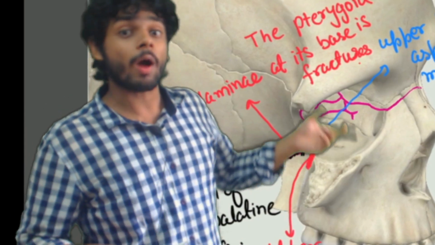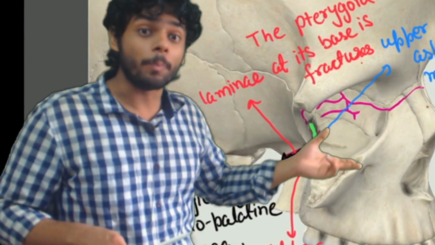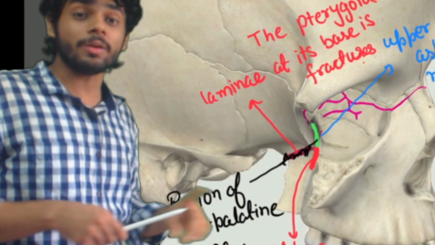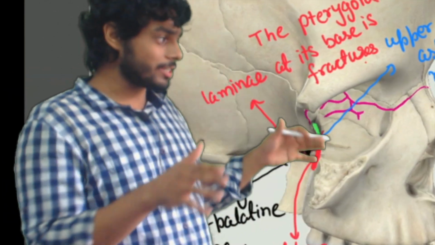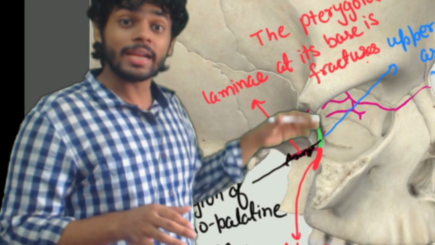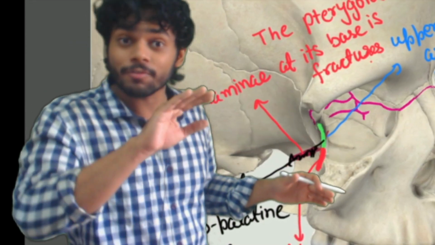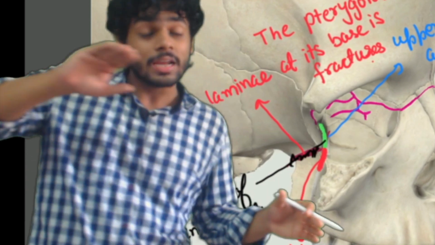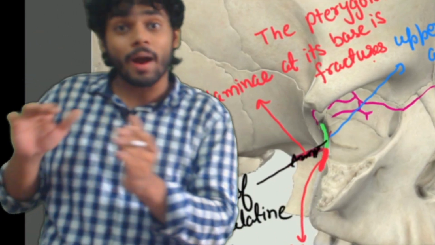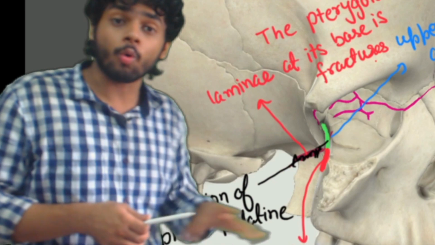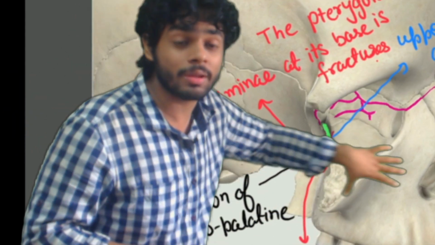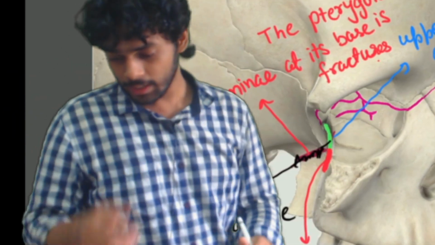So what will happen now? We have to break the zygomatic bone also, because the fracture has been only in the interior part. Now we have to study the fracture, how it is damaging the external part, the zygomatic bone, so that this whole part can be mobile. Okay, let me show you.